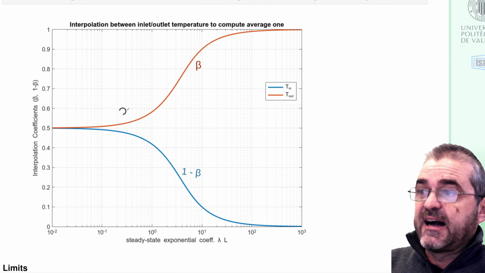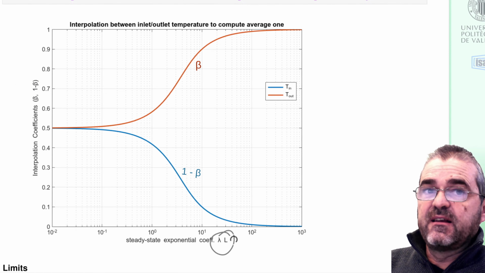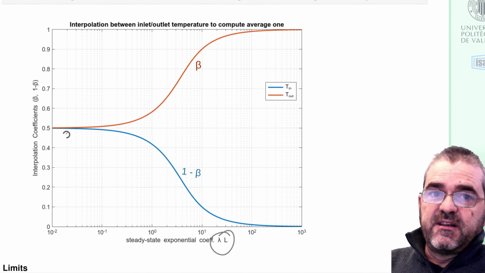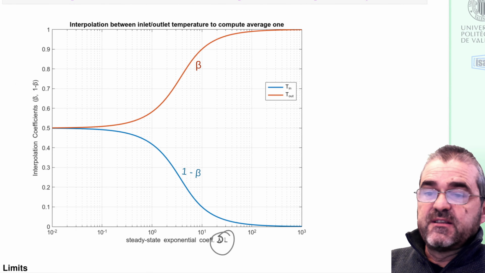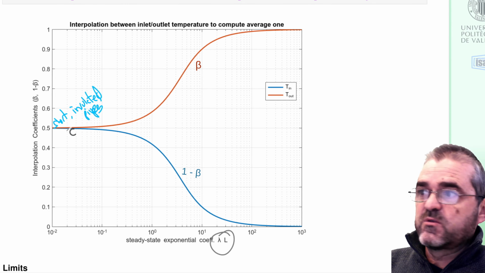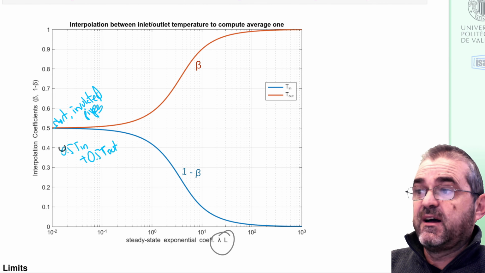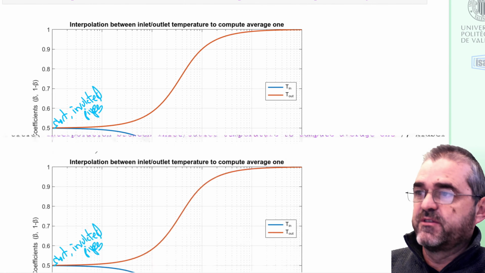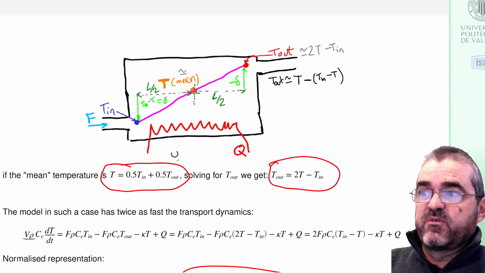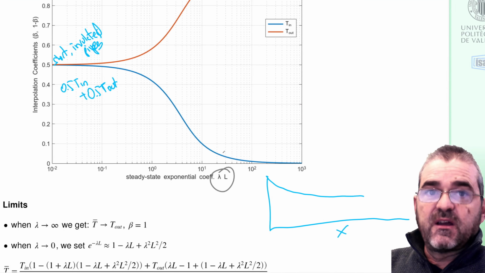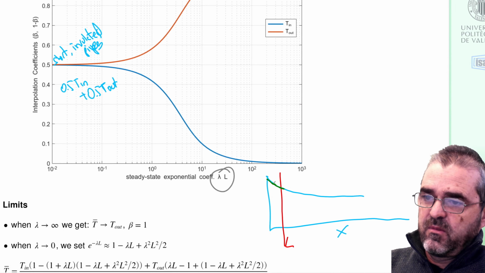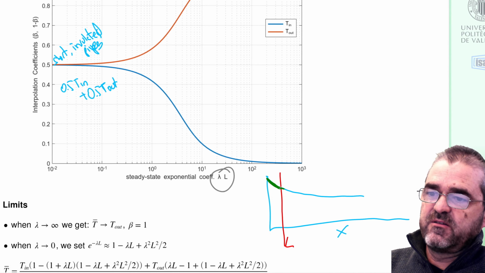This is the plot I get when lambda L is small. Physically, it amounts to short length or low lambda, an insulated pipe. Then for short insulated pipes, we get that the mean temperature is half-half, which corresponds to a linear temperature profile. Indeed, if I take an exponential decay and just cut it here, this thing will be very similar to a straight line.